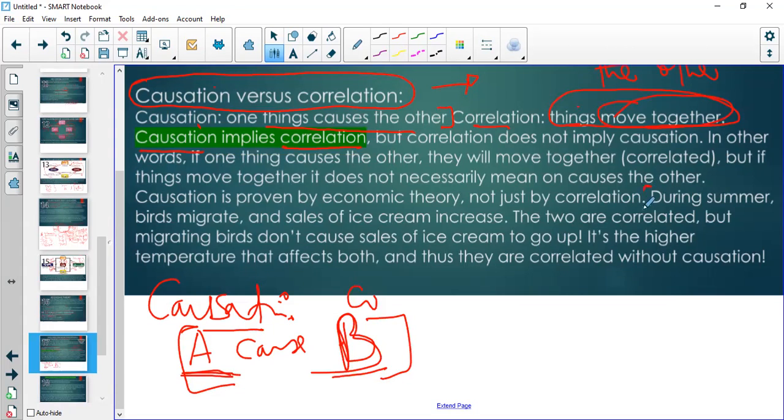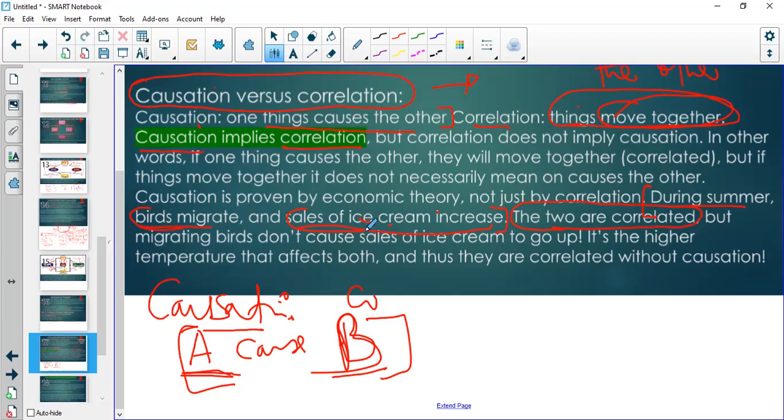For example, here's an example. I think they got it from the textbook. During summer, birds migrate, and sales of ice cream increase. So as you can see, those two things are correlated. They move together. But it doesn't mean one causes the other. If birds migrate, it doesn't mean they cause the price of ice cream to go up, or if the price of ice cream goes up, it doesn't mean birds are going to migrate. So there is no causation there, but there is correlation.